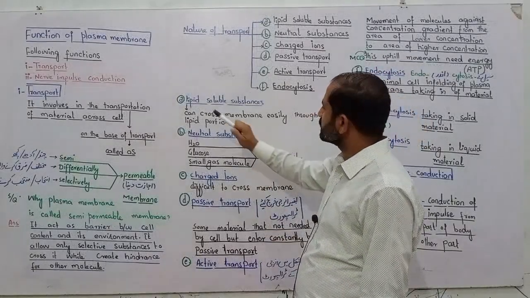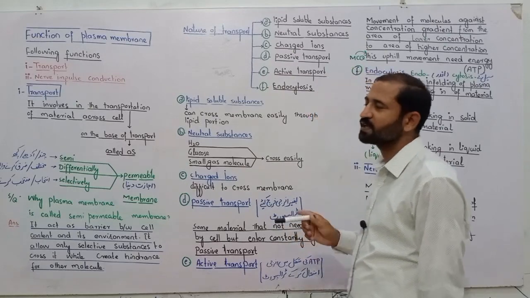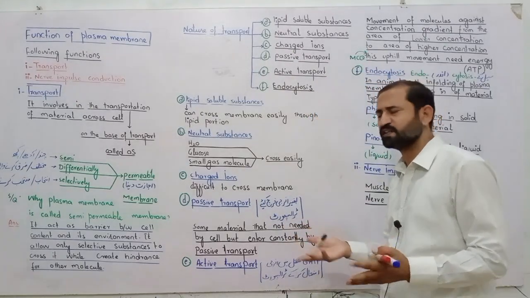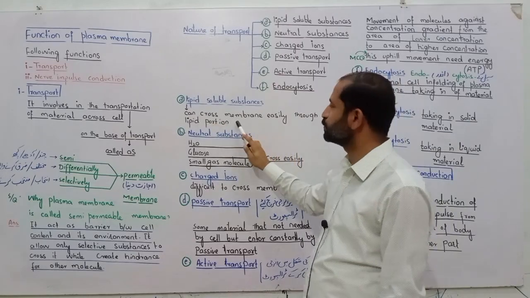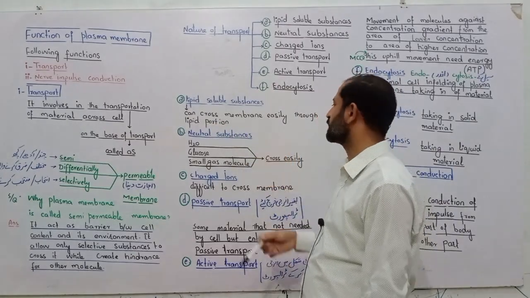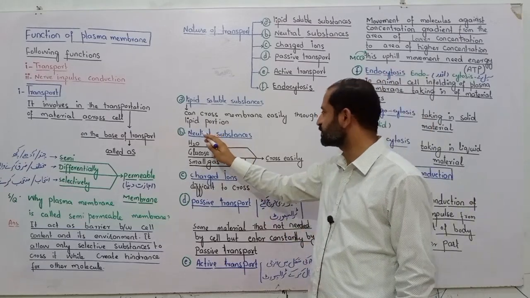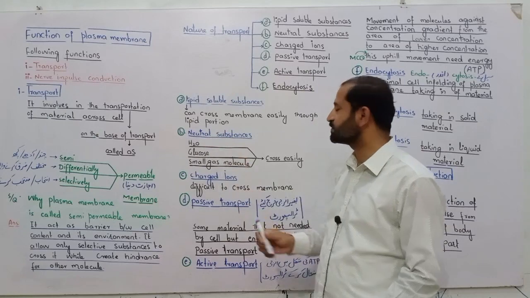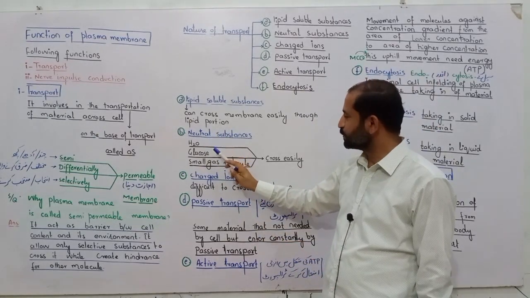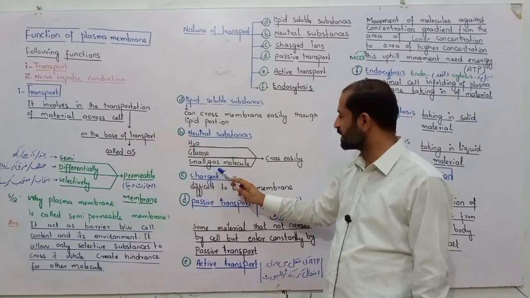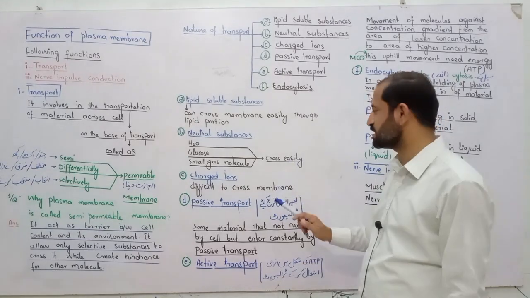First of all are lipid soluble substances. Lipid soluble means soluble in lipids, fatty acid or glycerol type compounds, so they can cross the membrane easily through the lipid portion of the plasma membrane. Second is neutral substances. Neutral substances are those that have no charge, and small molecules. Water molecules, glucose molecules and small gas molecules can cross the plasma membrane easily.